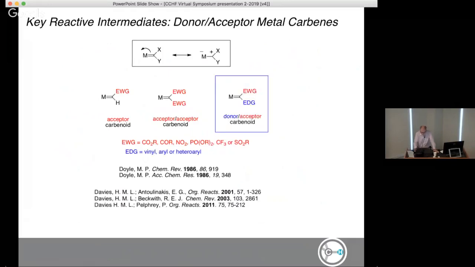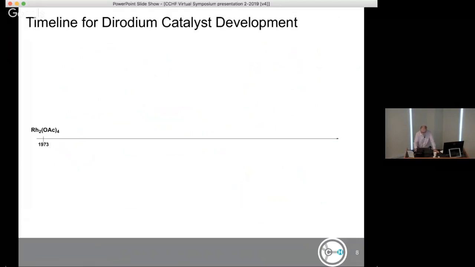So what we developed, a pretty obvious thing to do actually, is to replace one of the electron withdrawing groups with an electron donating group that will tame the reactivity of the carbene, but still leave it sufficiently reactive to be able to do CH functionalization, but now with the possibility of greater control. Now, the other feature of the program is the catalyst itself.